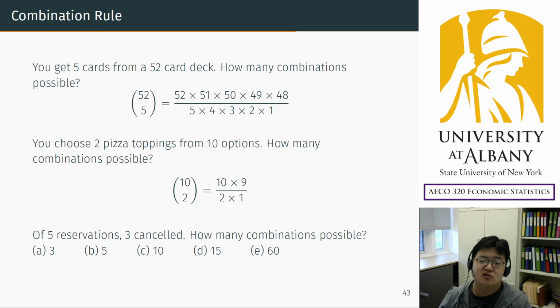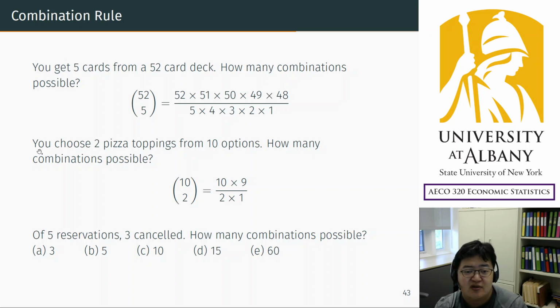So then let's think about this example. In the playing cards example, we know from a deck there are 52 cards. When you choose 5 random cards, how many combinations are possible? That means out of 52 cards, you randomly choose 5. Then the numerator multiplies 5 numbers: 52, 51, 50, 49, 48. And the denominator also multiplies 5 numbers: 5, 4, 3, 2, 1. And calculate that. Of course, you should use a calculator.